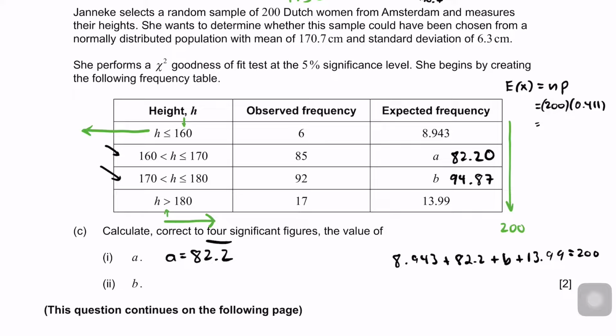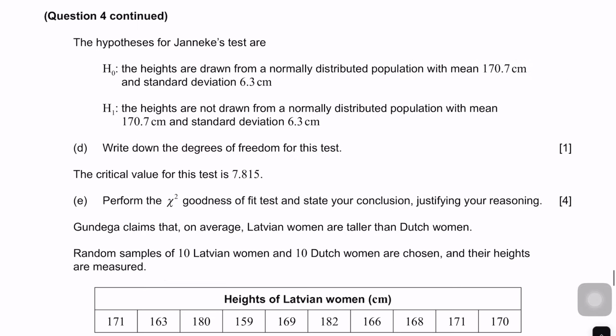94.87. So one reason why I thought it might be to 4 sig figs after skimming this, and to be honest, missing it the first time around, is because all of these are actually to 4 sig figs. This is 1, 2, 3, 4. This is 1, 2, 3, 4. So I thought, okay. There it is, 94.87.